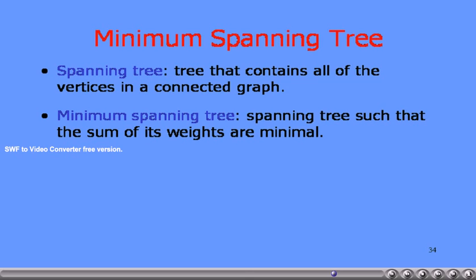A spanning tree is the one which contains all the vertices in the connected graph. However, the minimum spanning tree is a spanning tree where the sum of its weights is minimal. It has some implications in practical applications.